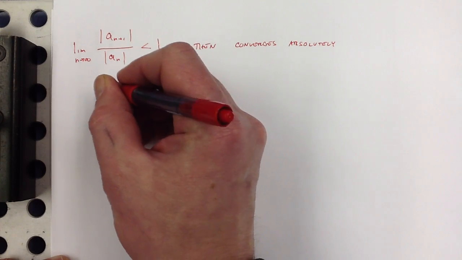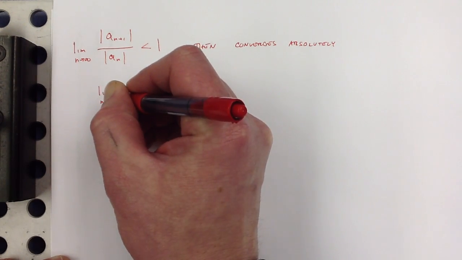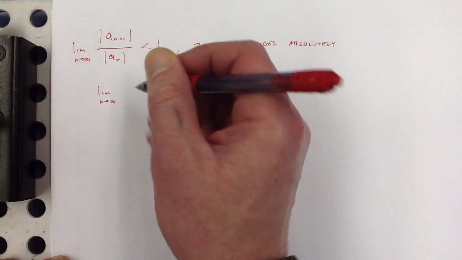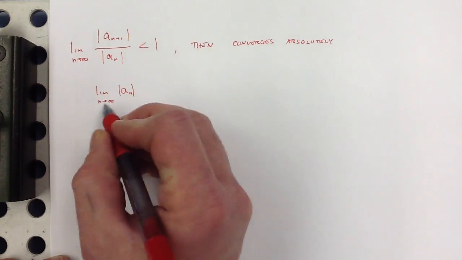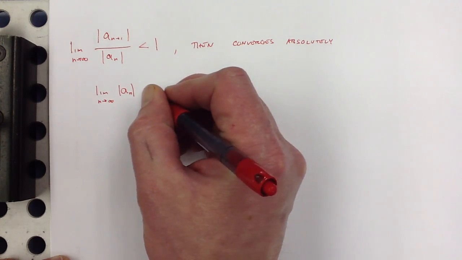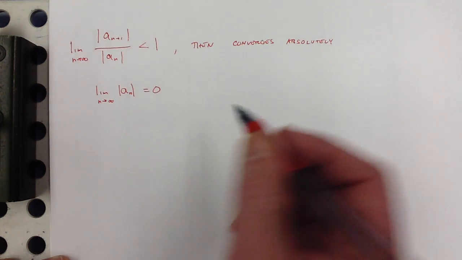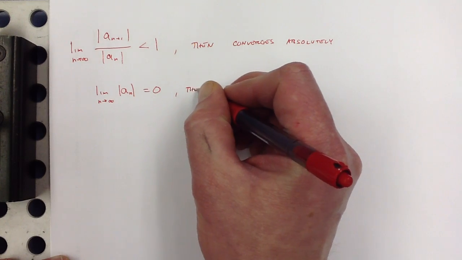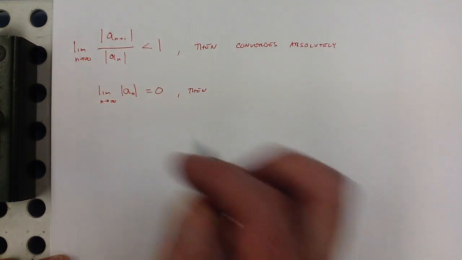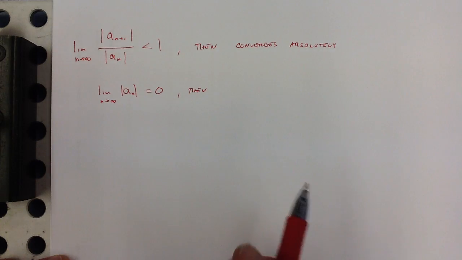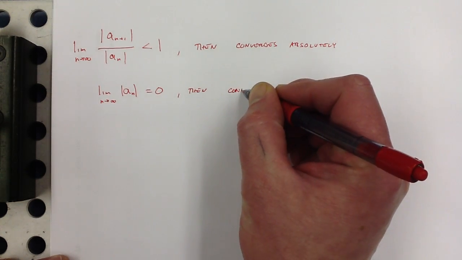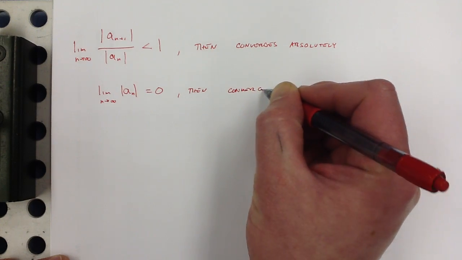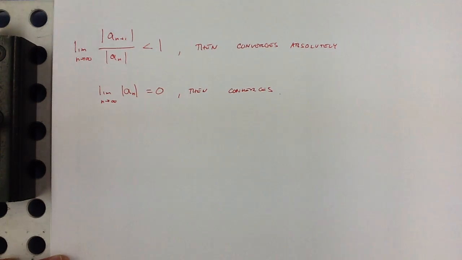Of course, if the limit as n approaches infinity of the terms is 0, then it still converges, right? If it's alternating, the terms going to 0 is a strong enough condition for convergence. It might converge conditionally, but that's enough for it to converge.